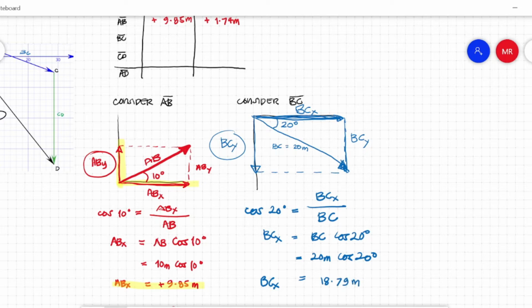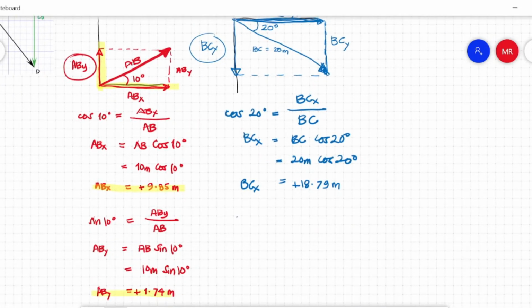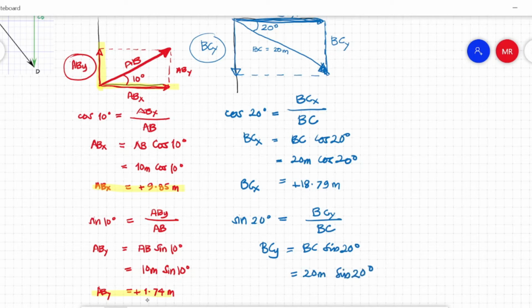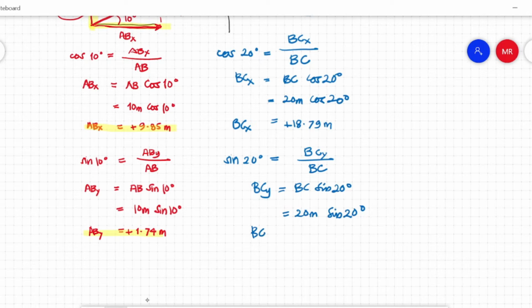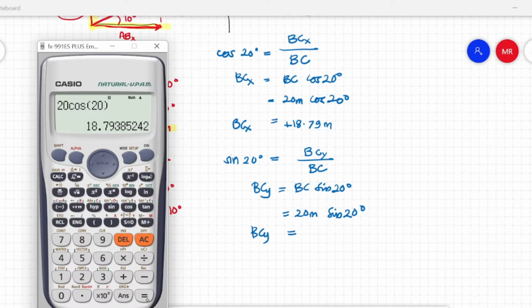18.79 meters. Since it is going to the right, this is positive. For BCY, of course, ang gagamitin natin ay sine, kasi ang BCY ay opposite. Nasa kabila ng 20 degrees. So, sine 20 degrees, opposite BCY over the hypotenuse BC. Therefore, BCY is BC sine 20 degrees. This is 20 meters times sine 20 degrees. So the answer for BCY, 20 sine 20, is 6.84.